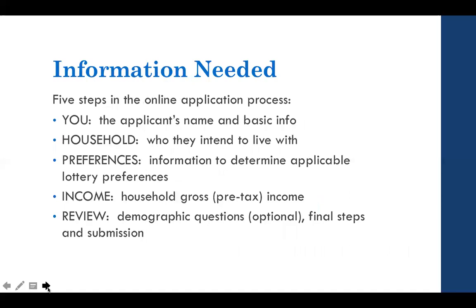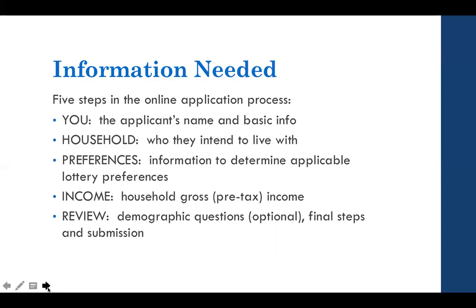So for a housing application online, there are 5 steps in the process. The first is an applicant's name and their basic information like date of birth, address. The second is household. So if they plan to live with a parent or a sibling, they need to provide their information.